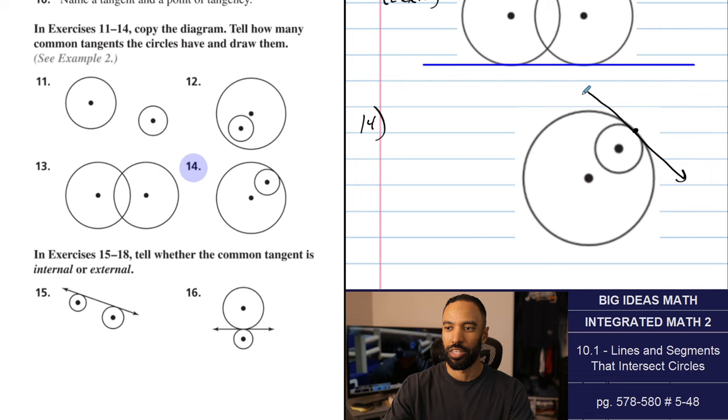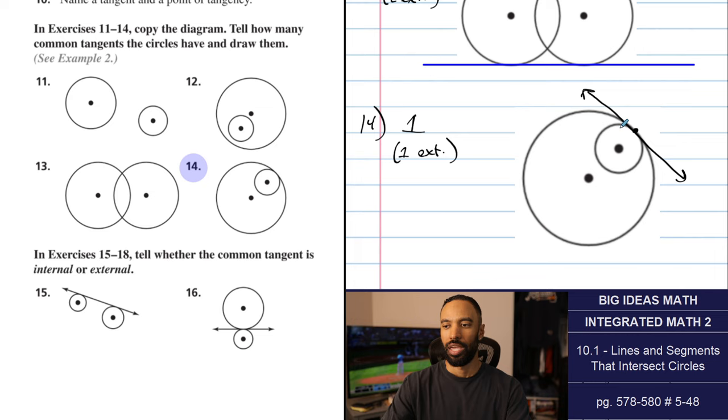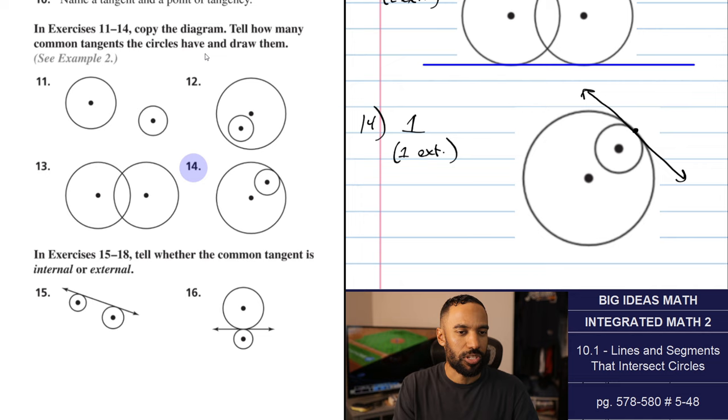So boom, there's one point of tangency right there, just that external one right there. So one internal and one external, just like that. And there's the drawing of it for tangent lines. Okay, that is numbers 11 through 14. Let's keep moving forward to exercises 15 to 18.